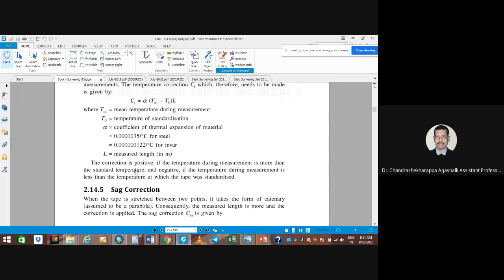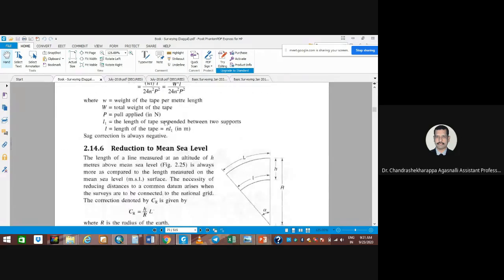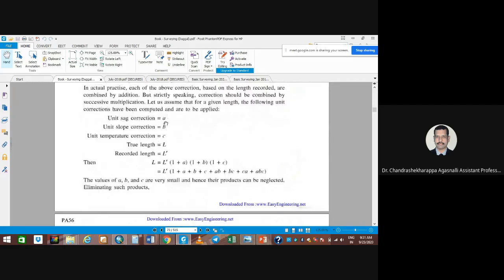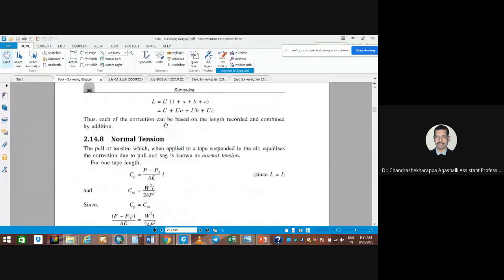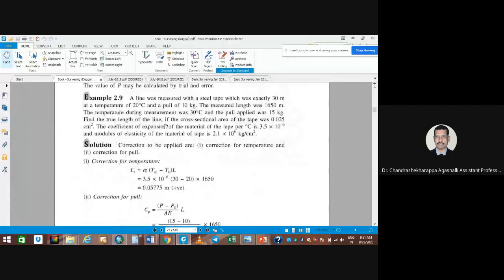Okay, that way. The correction is positive if the temperature during the measurement is more than the standard temperature, and negative if the temperature is less than the standard temperature, right? This is the formula which you are going to follow here. We have the problem here, combined corrections, normal tension.